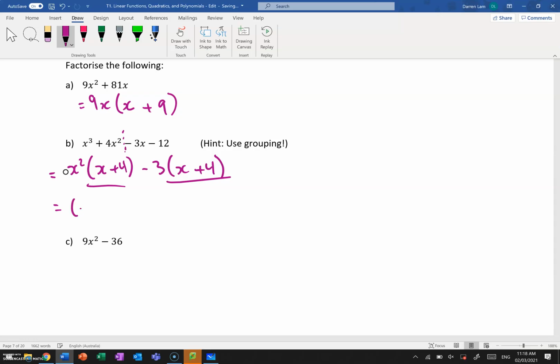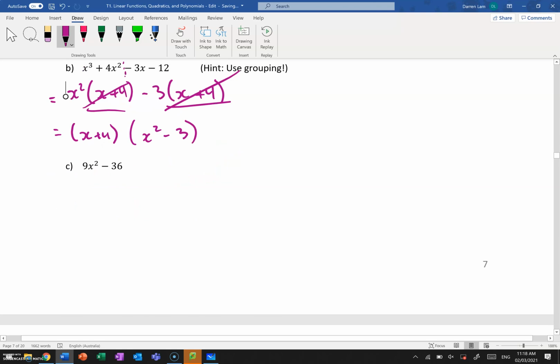So equals x plus 4. Are we okay with that? Yeah? So I've crossed that out from both of them. What am I left with? Well, x squared minus 3. That's it, I'm done. So I've divided both terms by x plus 4, that common term, or common factor, sorry. Taken that out of the bracket, and then left that in there with x squared minus 3. So that's using grouping.